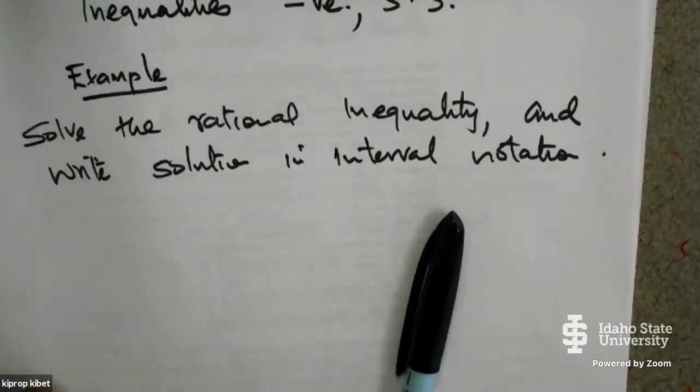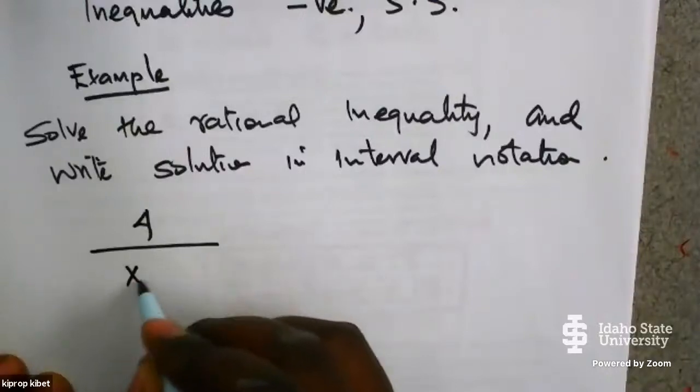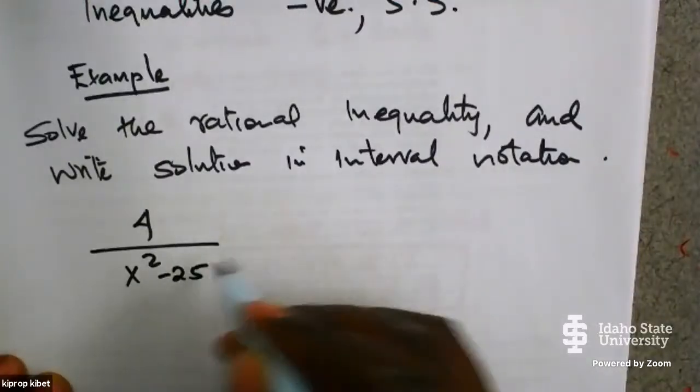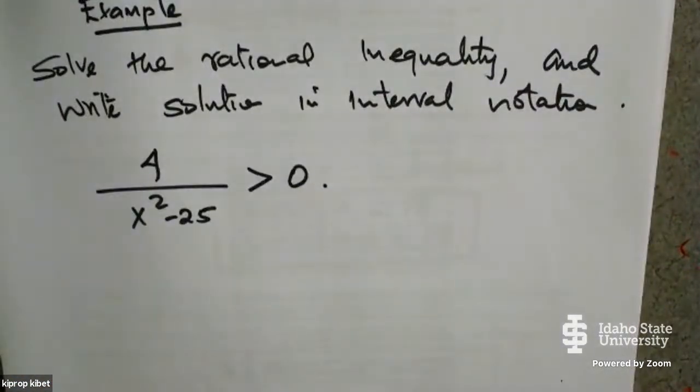Now, for the example is this. 4 all over x squared minus 25 greater than 0. Solve the rational inequality and write the solution in interval notation. 4 all over x squared minus 25 greater than 0. So there's 3 or 4 steps on how to solve.